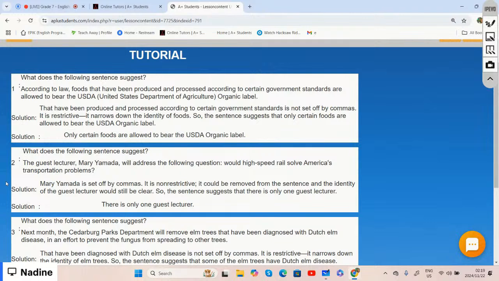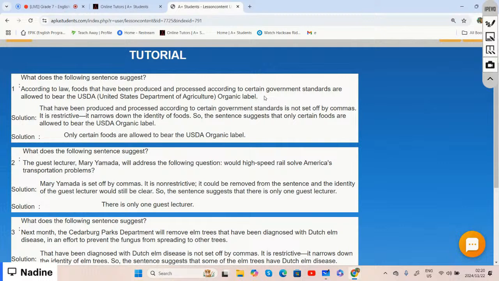So now we need to basically see what the punctuation, what the following sentence suggests. It basically says that they have been produced and processed according to certain government standards. It is not set off with commas. As you can see, we don't even have one comma in that sentence, right? Straightforward. So that means it is not set off by any commas. So if it's not set off by any commas, then we can say it is restrictive and it narrows down the identity of foods.